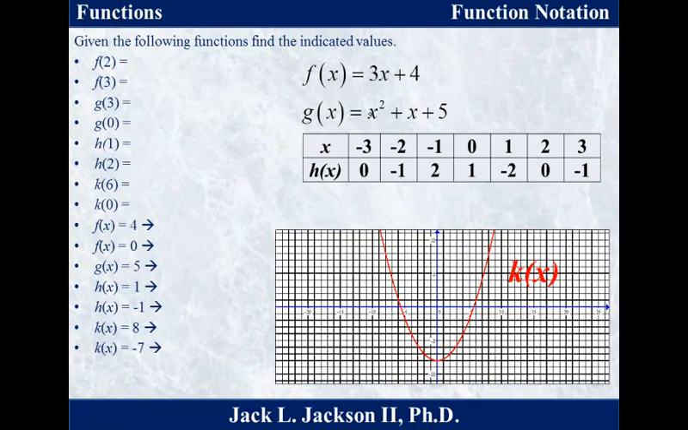Now, here are a number of different exercises for you. We actually have 4 different functions. We have f of x is 3x plus 4, g of x is x squared plus x plus 5. So f and g are both given by formulas, different formulas. H of x is given by a table, and k of x is given by a graph. These are not the same function.